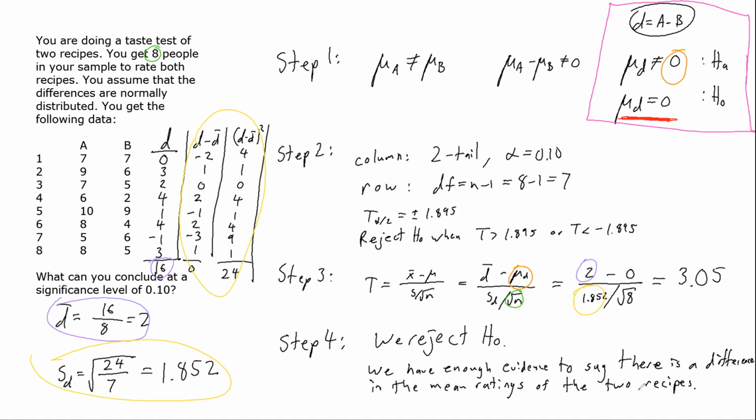With a small sample size like this, only 8 people, it's hard to get convincing evidence. So the fact that it was almost unanimous, the fact that we got enough evidence, means that there was quite a big difference between those recipes in this small sample.